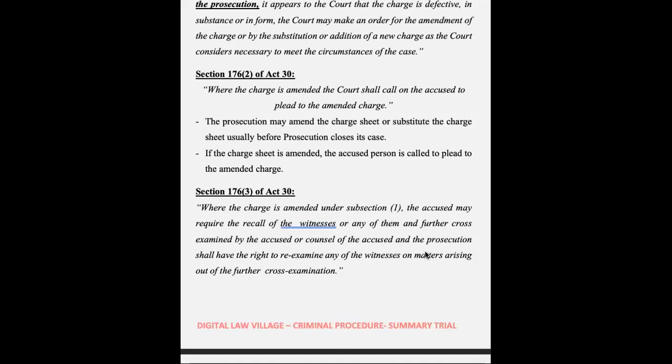But remember, at that point, the prosecution have already called some witnesses. So Section 176, subsection 3 says that where the charge is amended, the accused may require the recall of the witness or any of them and further cross-examine them. Counsel for the accused and the prosecution shall also have the right to re-examine any of the witnesses on any matters arising out of the further cross-examination. So, I've already finished cross-examining all your witnesses. Now you amend your charge. I can say, bring this person back, let me cross-examine him, because I want to defeat this charge that you've got. It's also possible.